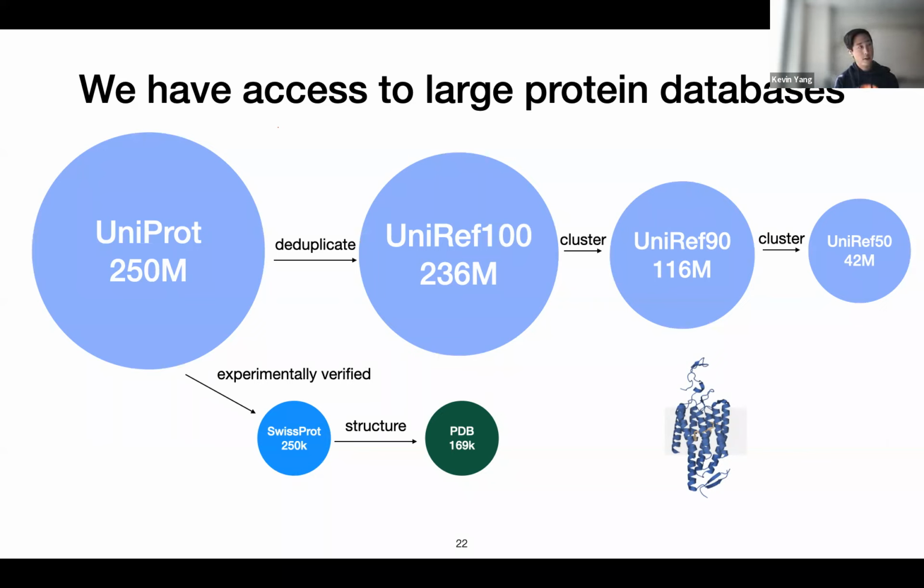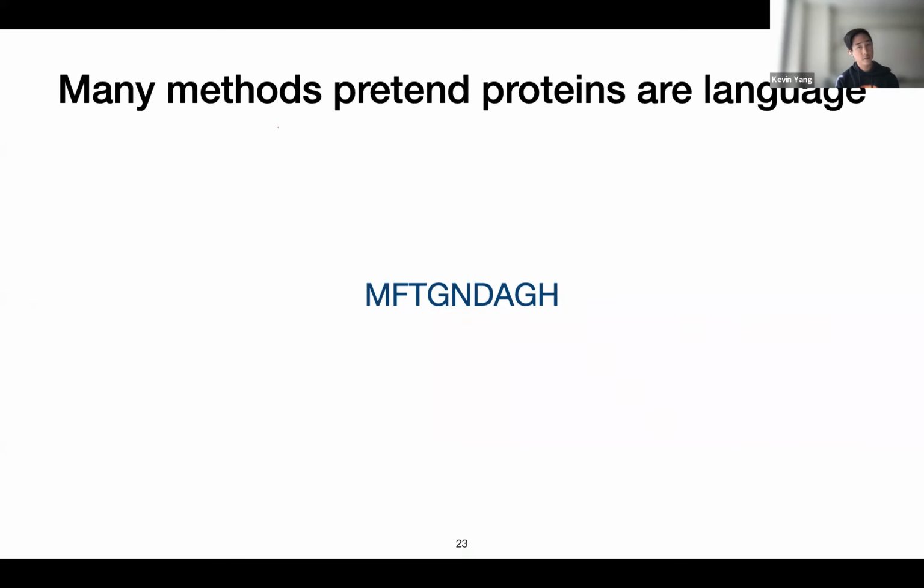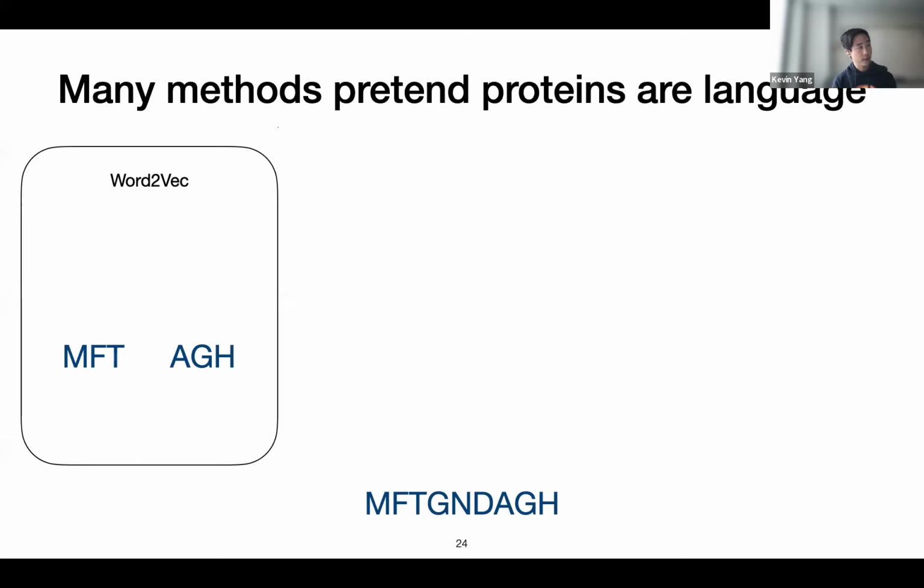So what can we do with these databases? Well, one thing that people have been doing for a while is pretending that the amino acid sequence is a language. So we treat those amino acids like tokens, and then we use tools originally developed for language. For example, back in 2017, 2018, several groups, including me, applied word2vec to protein sequences.